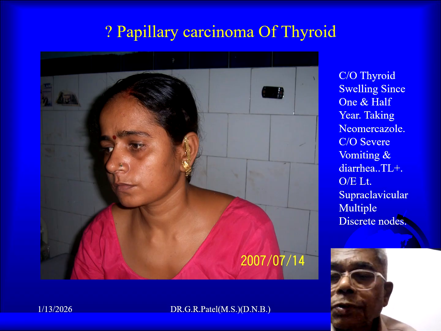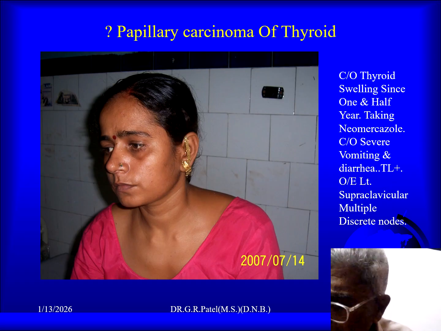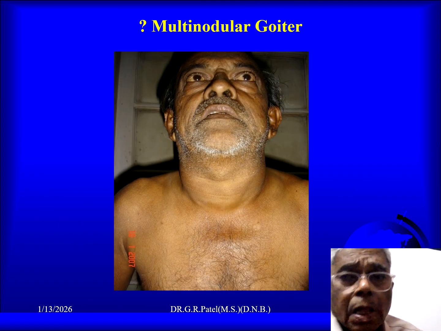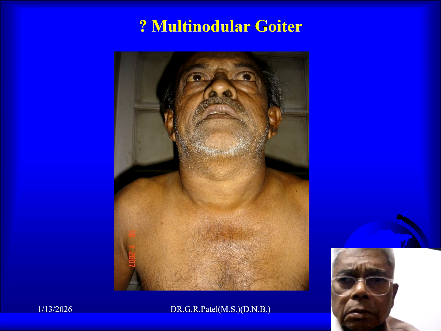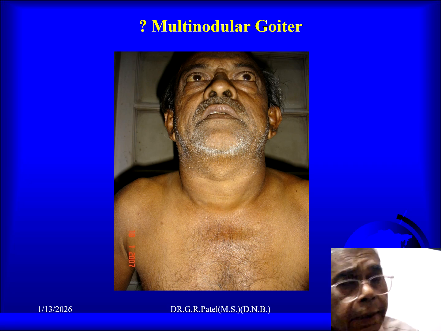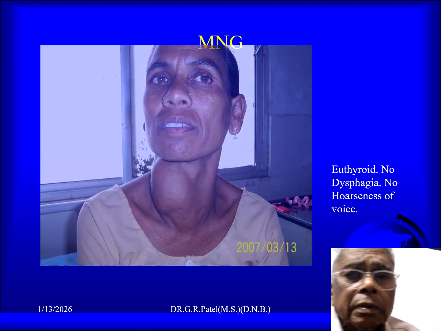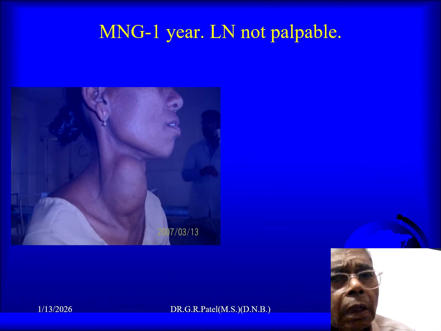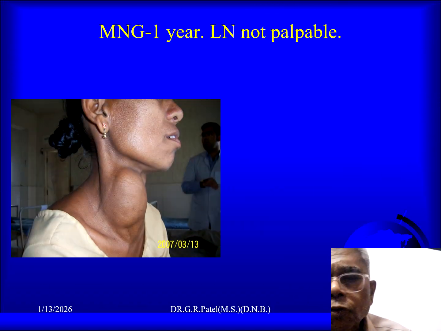Left supraclavicular multiple discrete nodes are present. So when lymph nodes are palpable with thyroid swelling, the most probable diagnosis is papillary carcinoma of thyroid clinically. This is multinodular goiter. Male patient, there are very high chances of being malignant. Multinodular goiter, euthyroid, no dysphagia, no hoarseness of voice. MNG, 1 year, lymph nodes not palpable.